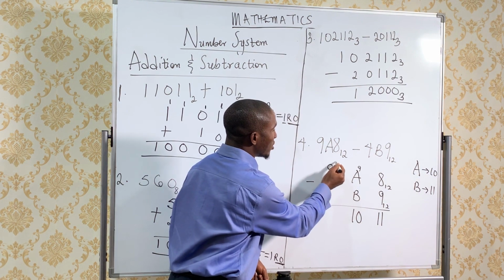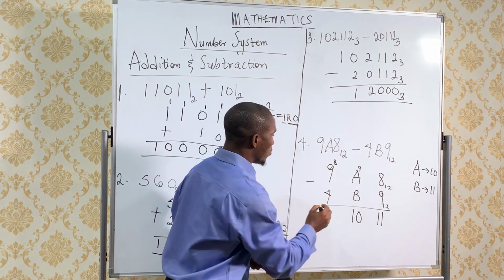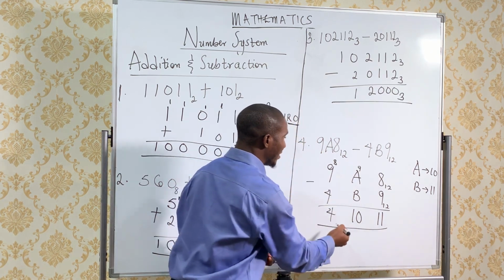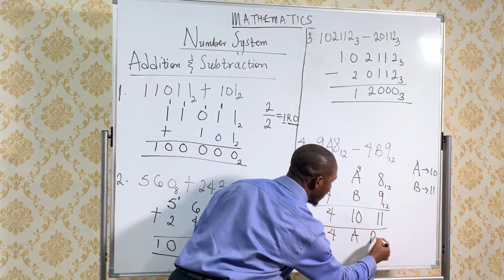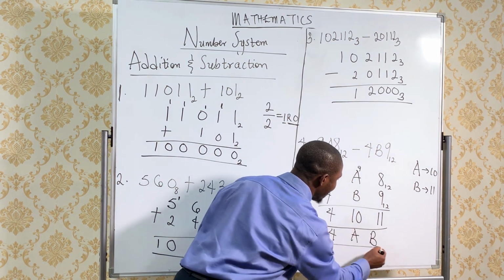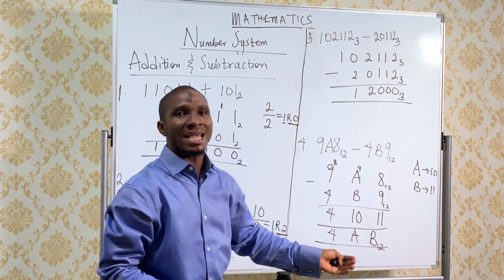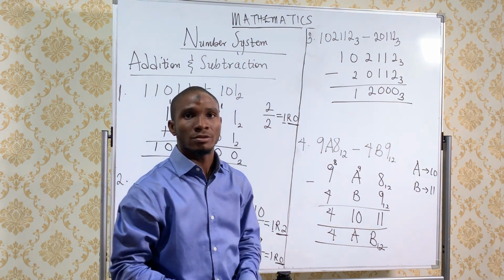Now you've already borrowed 1 from here, you are left with 8. So now I have 8 minus 4, which will give you 4. So this is your answer. Meaning that your answer is now 4AB in base 12. And that is the subtraction of 9A8 in base 12 minus 4B9 in base 12.